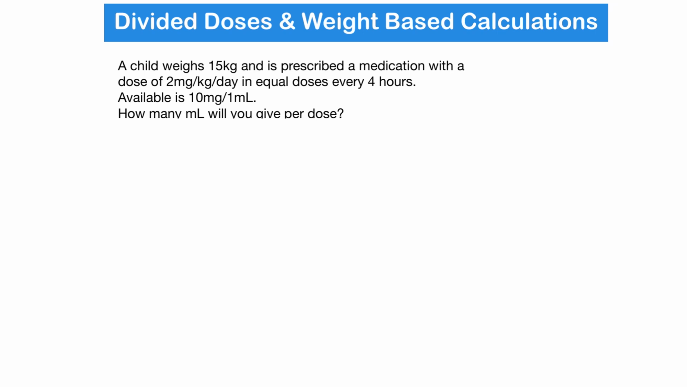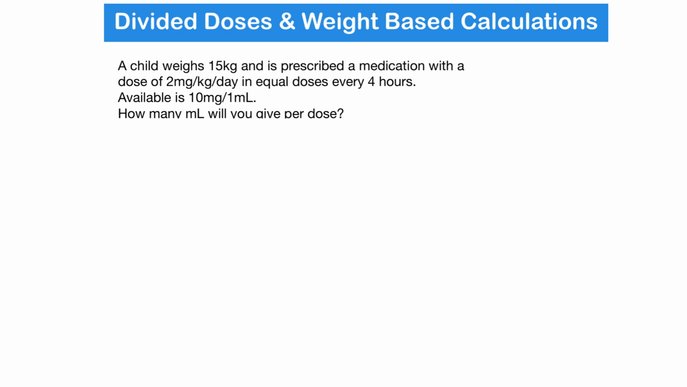Okay, let's do some more math. Let's look at divided doses and weight-based calculations. In this problem, we have a child that weighs 15 kilograms and is prescribed a medication with a dose of 2 milligrams per kilogram per day in equal doses every 4 hours. Available is 10 milligrams per 1 ml. How many mLs will you give per dose?